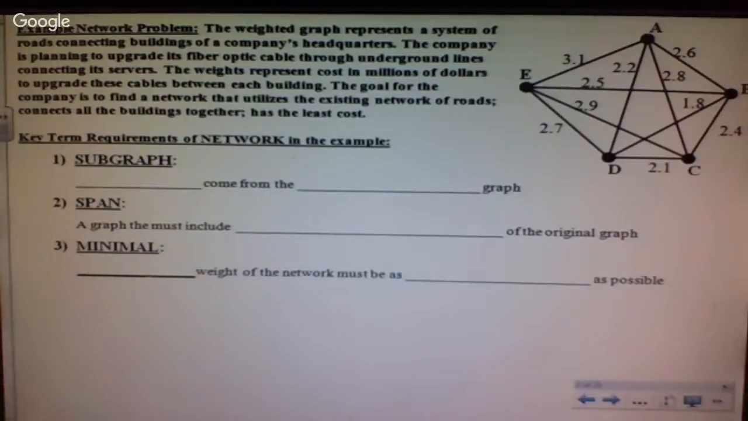The first one, we can create a subgraph. A subgraph are edges that come from the original graph. Okay? So that's one of the things: you cannot create new edges in this chapter. Your edges have to come from the original graph. So if there's not a line that connects the two, you can't make one.